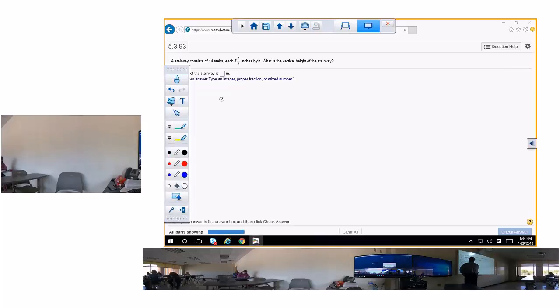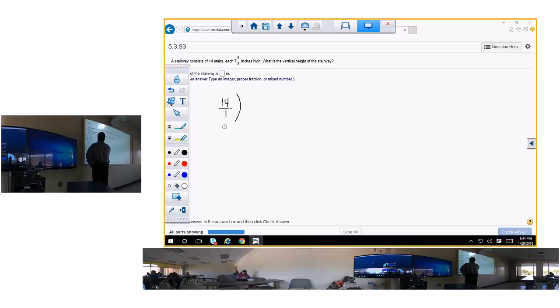So 14 over 1 multiplied by 7 5/8. Do it step by step. First thing I do is I make everything a fraction. Second thing, I'm going to change this into an improper fraction. 14 over 1 multiplied by 8 times 7 is what? 56 plus 5, 61.